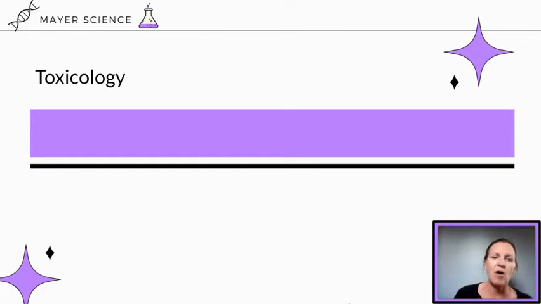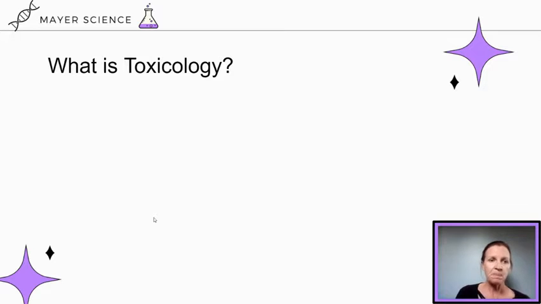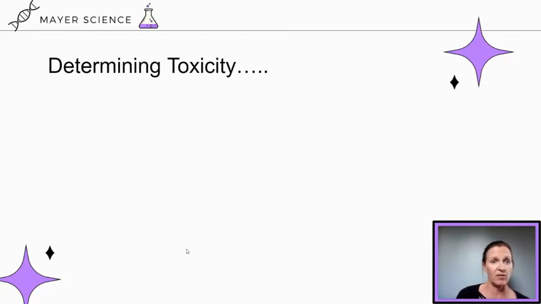This video is on toxicology, and the main goal that we're going to be working towards today is to figure out the basics of toxicology in order to figure out how we can decide what is safe and what is not safe. So let's start with just a basic definition of toxicology. Toxicology is basically the study of the negative effects of a substance on living organisms. That could be on people, on things that live in water, on land animals, on plants, on fungus, and the general environment. That is the focus of toxicology.